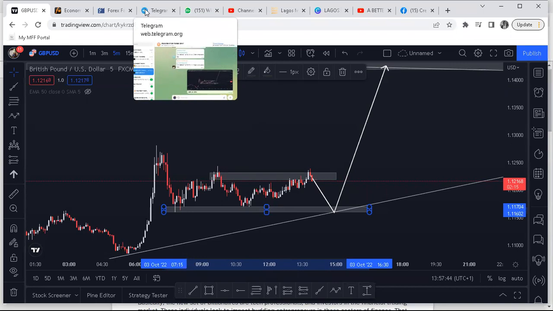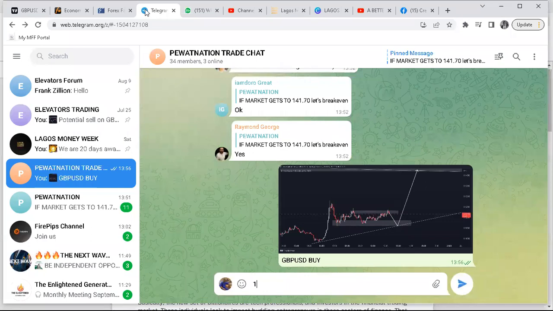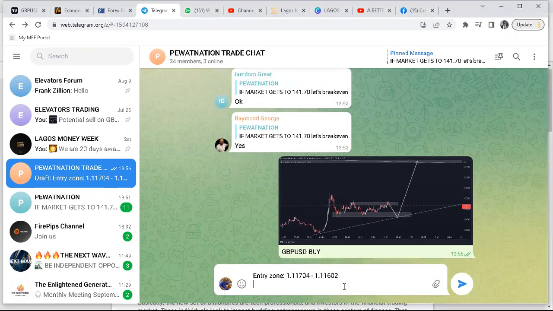So anywhere between 1.117 04 to 1.11602. Entry zone. Pending order, you can use a pending order, but I would prefer you use market execution. So those of you that say you didn't understand, if you don't understand now, talk to me.